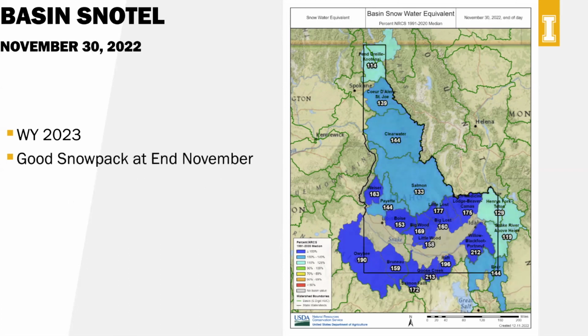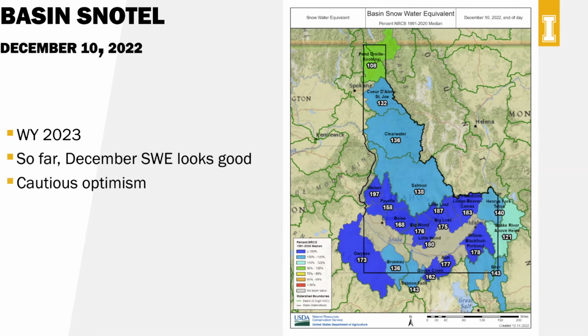Good numbers here again at the end of November. And here, just a couple of days ago, the numbers are looking pretty solid. This gives us reason to be cautiously optimistic for the snowpack this year, but it's still a little bit too early to be confident. I'll be talking about this in the next slide.